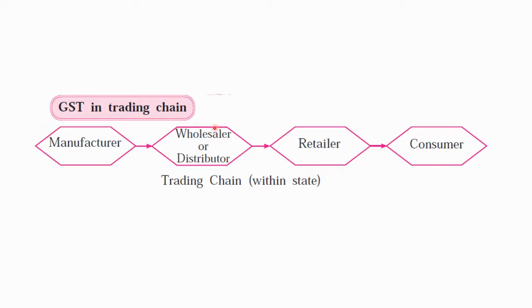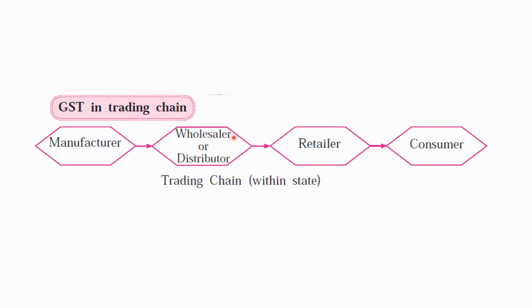Let us understand what is a trading chain. If any particular product has to be sold to the consumer, it will follow this chain. So the first in this chain is the manufacturer who manufactures that particular product. After that, the product moves to the wholesaler or the distributor.